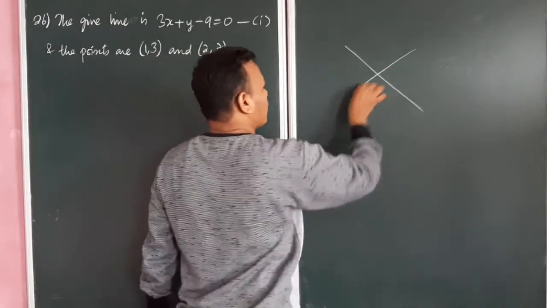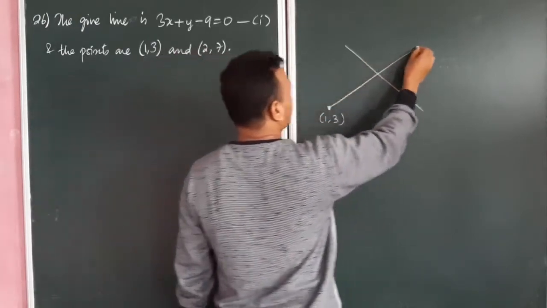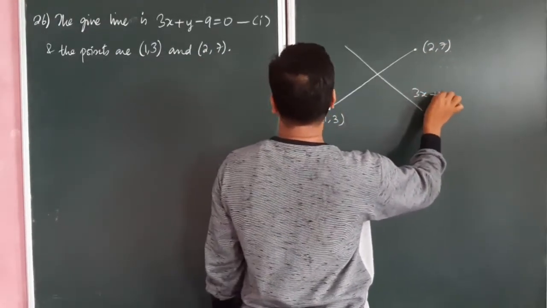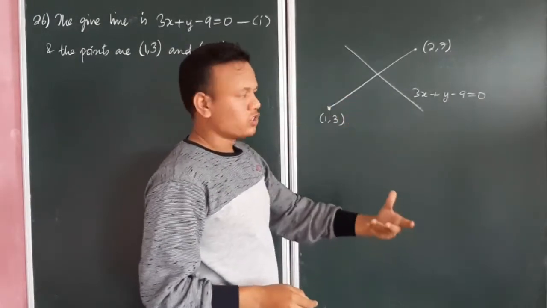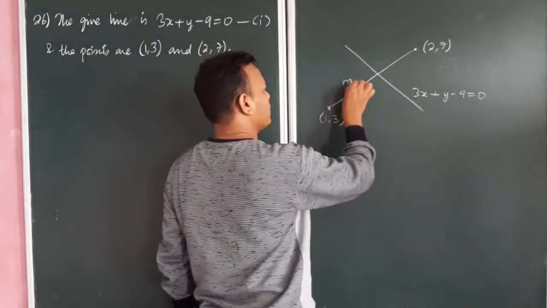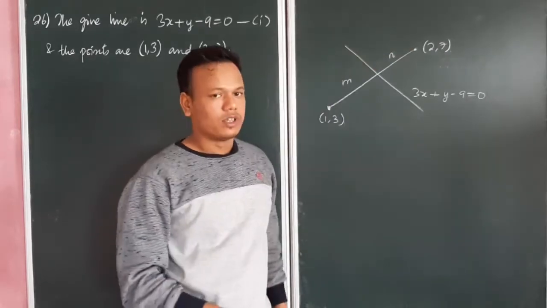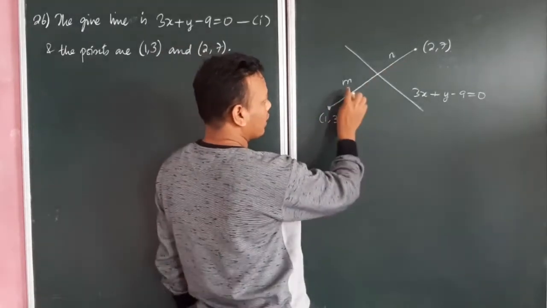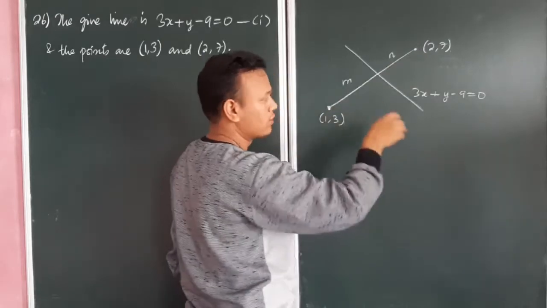Let me call that line segment this. Let me call this point 1, 3, and this point 2, 7. This is my line 3x plus y minus 9 equals 0. As per the question, we need to find in what ratio this line divides this line segment, that is, m is to n. For example, if from here to here is m and from here to here is n, then what is m is to n? That's what we need to find. So we'll assume that the line will divide the line segment joining 1, 3 and 2, 7 in the ratio m is to n.